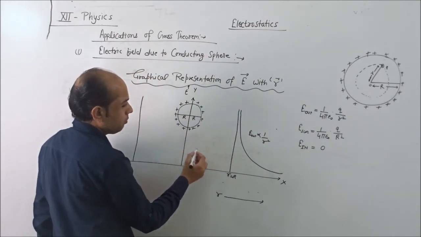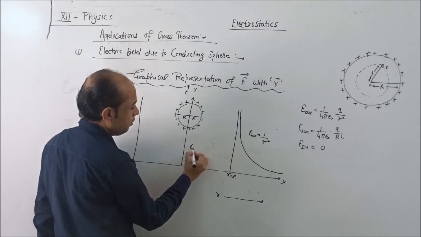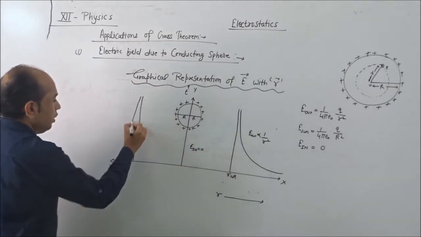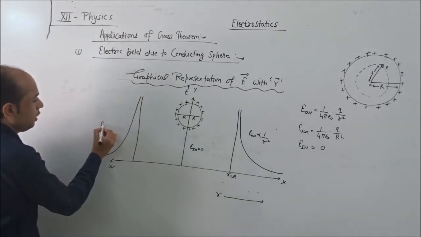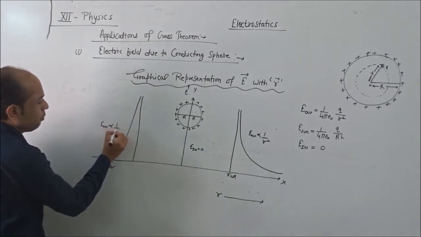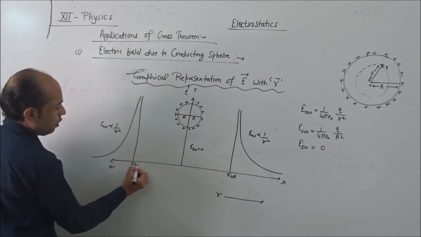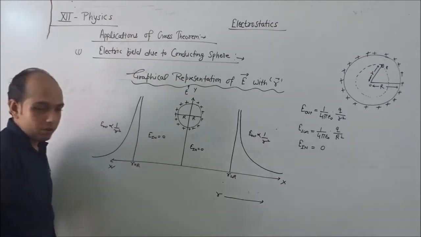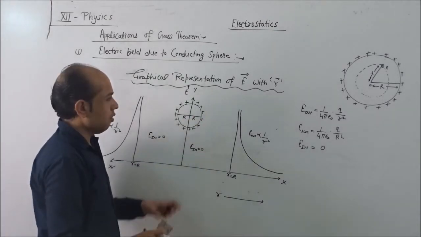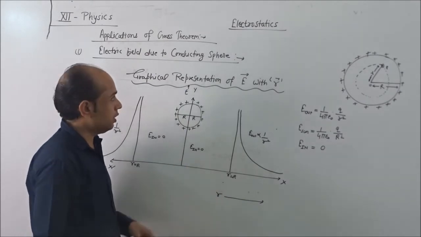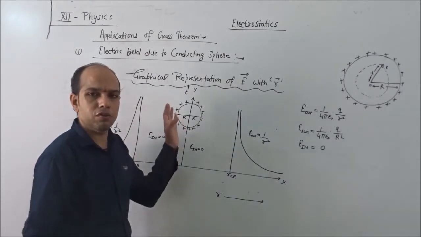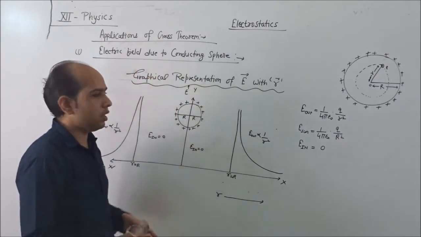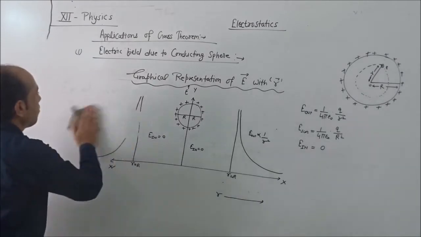So this part indicates that E inside is equal to 0. Same variation: E outside is 1 upon r square, with r equal to r, and E inside is 0. So this is the variation of electric field versus distance. This is the first application of Gauss theorem. Next we come to the electric field due to a non-conducting charged sphere. This is the second application.